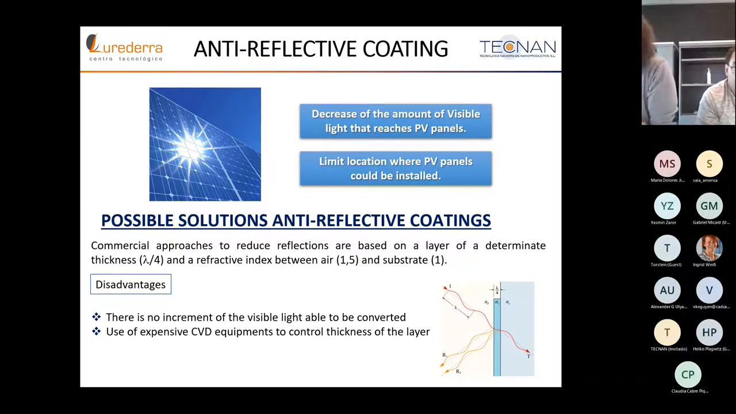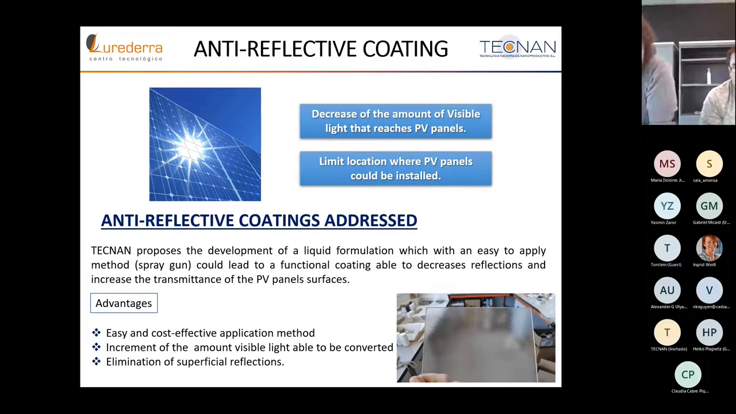And even more, these layers are deposited by really difficult and expensive technologies, such as chemical vapor deposition, that in the end make the final product much more expensive. On our side, what we proposed at the very beginning of the project was to use our easy to apply products or coatings with the aim to increase the amount of light that can be converted by the module, at the same time that the reflections are eliminated. Later in this talk, my colleague Jesus will explain the results obtained in more detail. But as preliminary results, we are on the good way in this sense with a really cost effective technology.